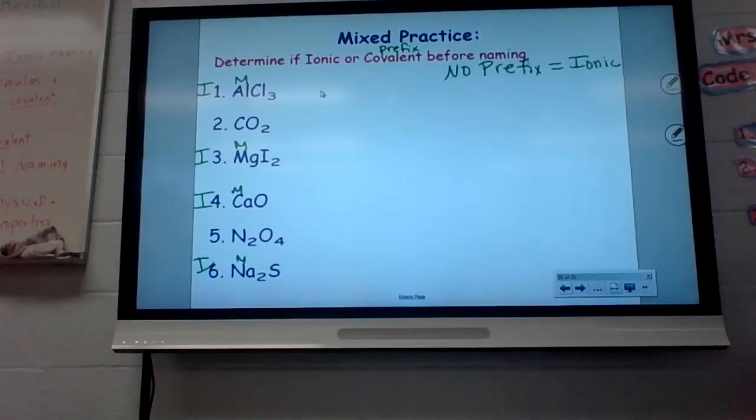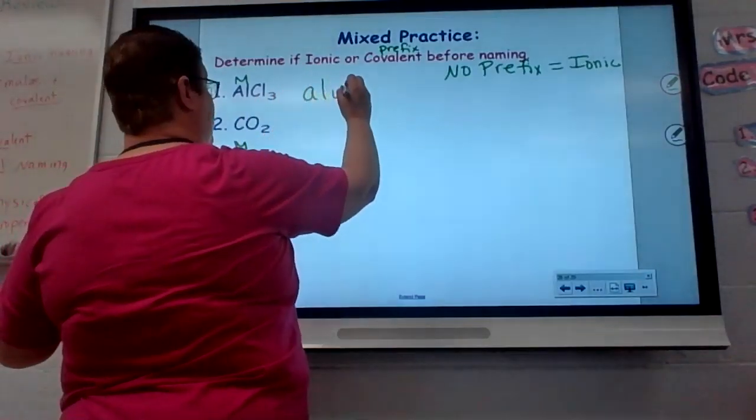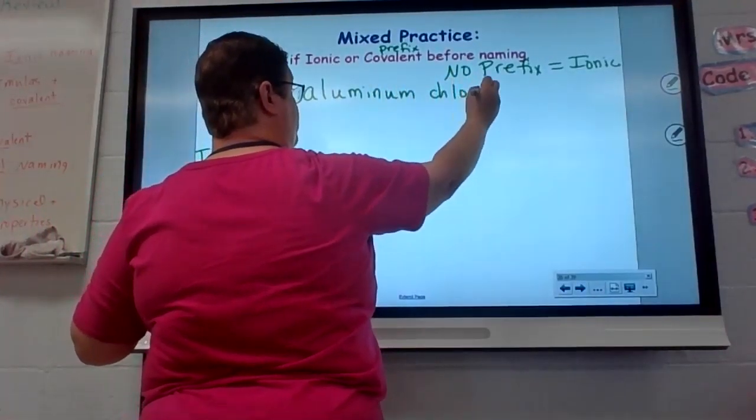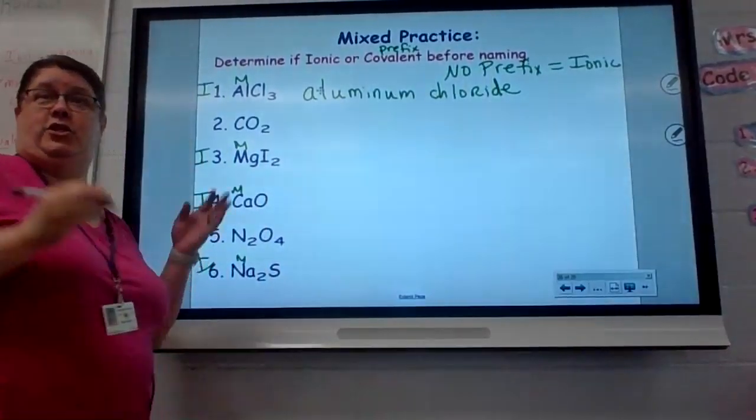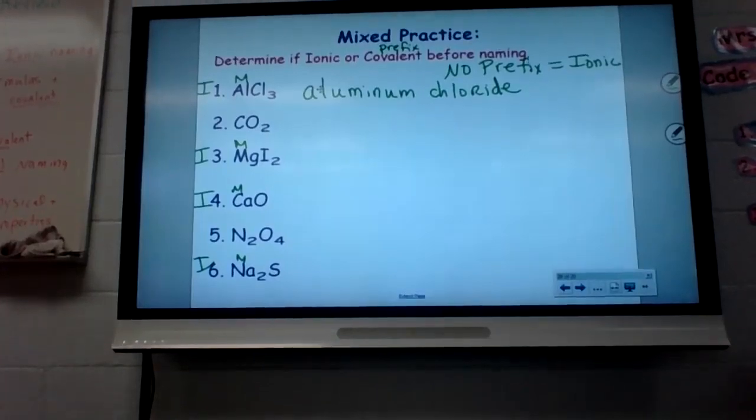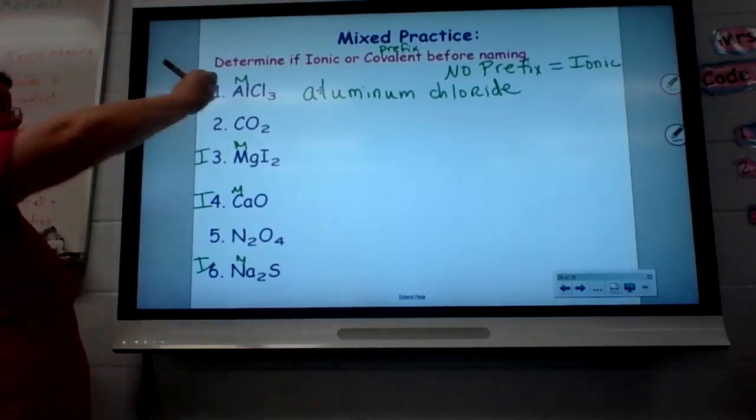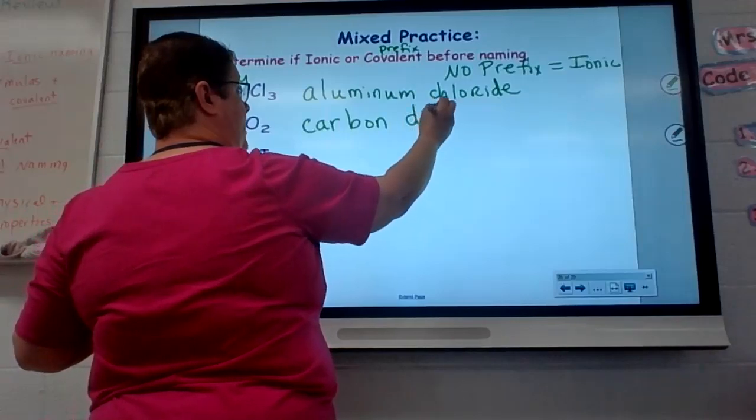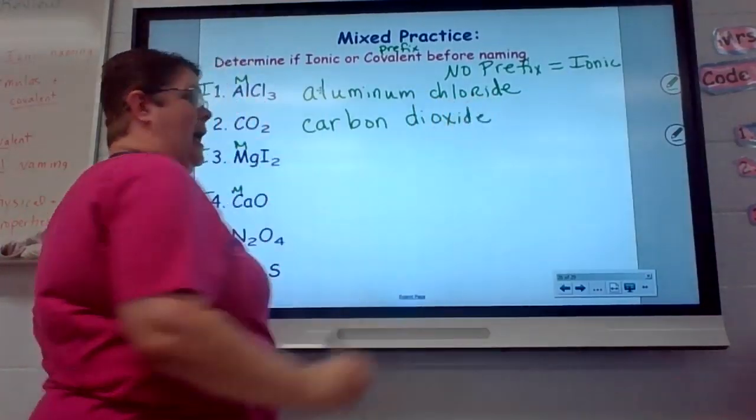All right, so when we go to write the names, how do we write the name for question 1? Aluminum chloride, and that's it. No prefixes. It's just aluminum chloride and you're done. When you go to do number 2, it's covalent, so we'll use a prefix. Carbon dioxide. You got it?